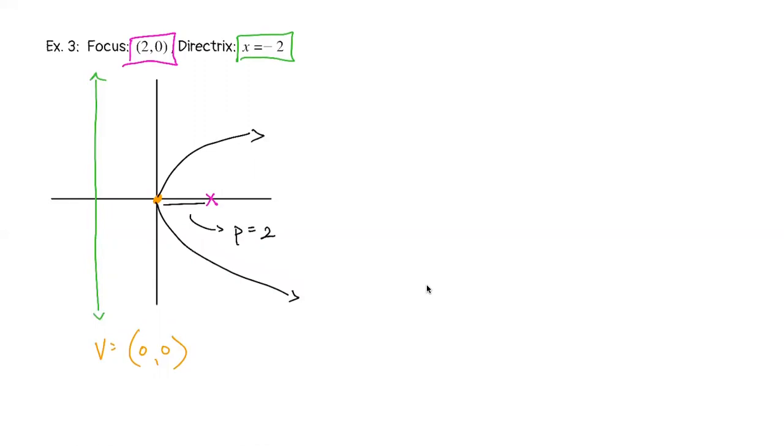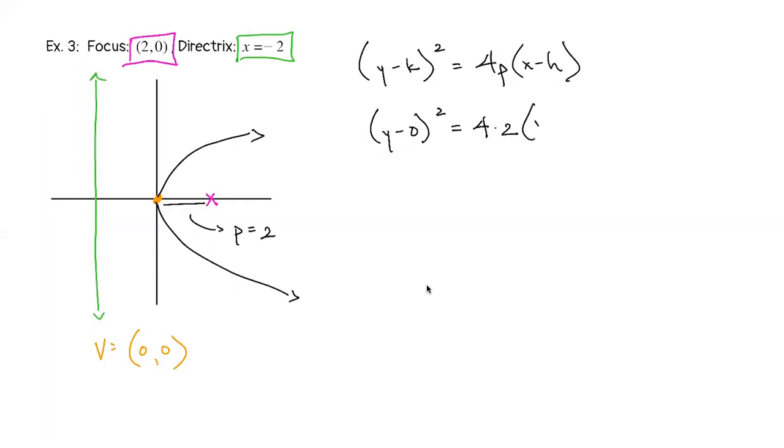Now, since I know this is a right-left parabola, I know it's gonna be of the form y minus k squared equals 4p times x minus h. And so all I need to do is fill in the numbers I found from the graph. y minus 0 squared equals 4 times 2, x minus 0. Or if we clean that up, we get y squared equals 8x. Okay? And that's it. So all we're doing is using the information they gave us, sketching a picture, using what we know about counting and definitions about how far things are apart from each other, plugging those numbers into the general form of the equation, and simplifying, okay?